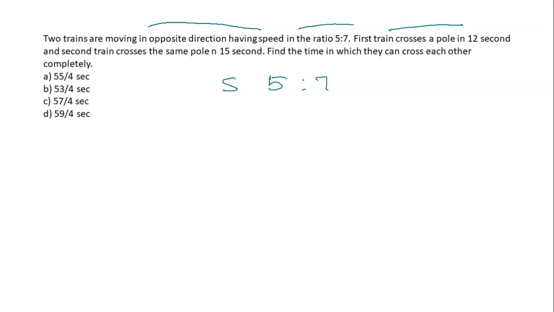So the time taken is in the ratio 7 is to 5. 55 by 4 seconds. I think so, it's 55 by 4 only. The trains cross the same pole in 12 and 15 seconds.